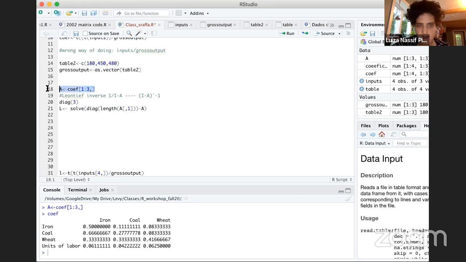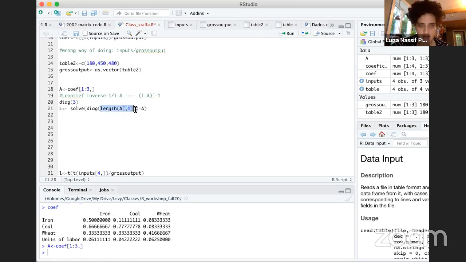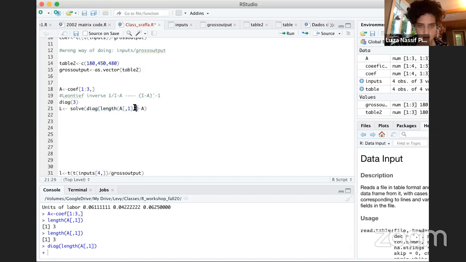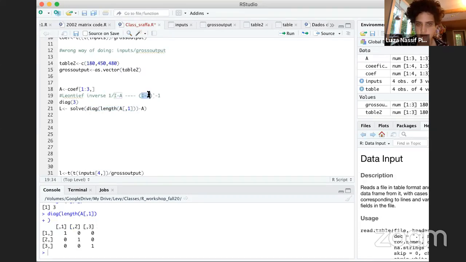So I'm calling my coef A here just so the notation works. My coefficients table, which is also called the A table. When I say length of A, this is actually 3, because that's how long the A table is. Here I'm looking at the length of one column of A, because it's actually a 3 by 3. So when I do diag length of A1, I'm going to get the identity table that I need to input here.